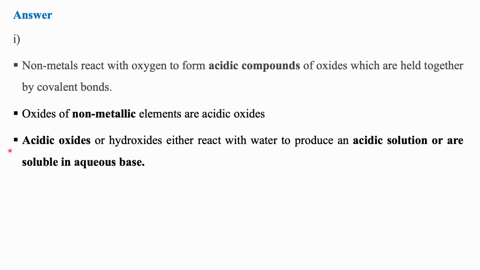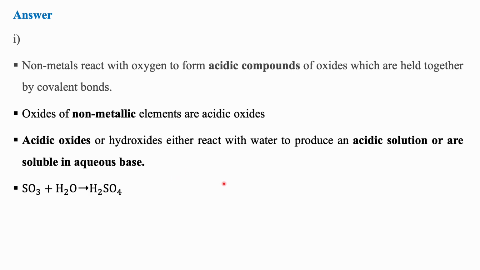When we are discussing the acidic oxide, that means they are compounds which can react with water to produce an acidic solution, and they are also soluble in aqueous base. So these are the oxides of non-metallic elements, so they are acidic oxides. For metals, the oxides are basic oxides. But for non-metals, when they react with oxygen, they give acidic oxides, which react with water to produce an acidic solution, or they can also be soluble in the aqueous base.